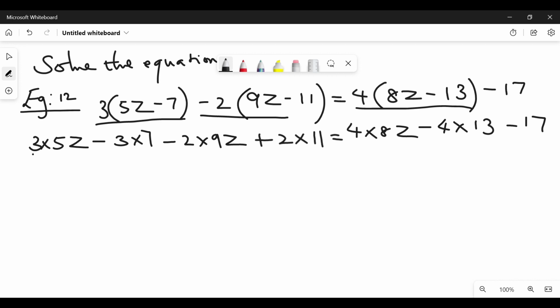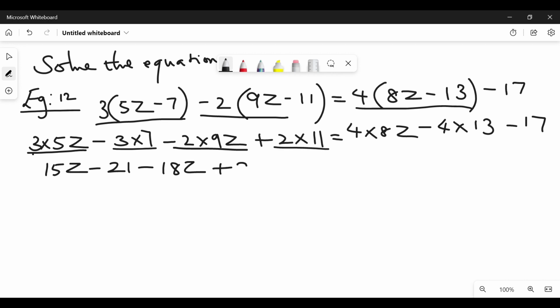Now we'll start. What is this one? This means 15z minus, what is this one? 21 minus, what is this one? It's 18z. Then plus, what is this one? It is 22. So we are done with the left hand side. Do the same thing in the right hand side. What is this one? It is called 32z. And what is this one? Don't forget to put the sign, 52. And then finally you put 17. I hope that you are all clear.